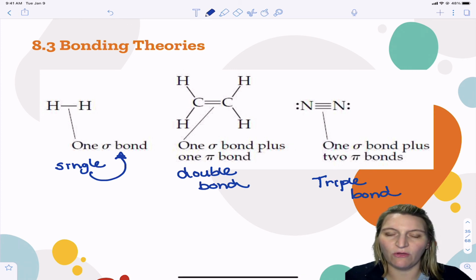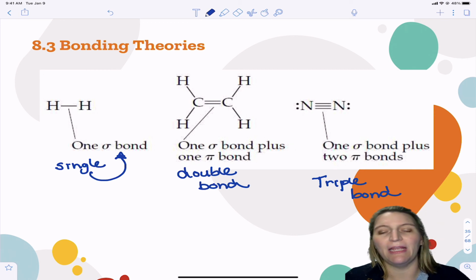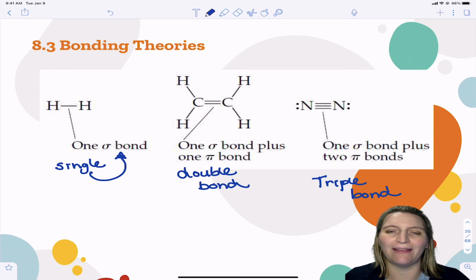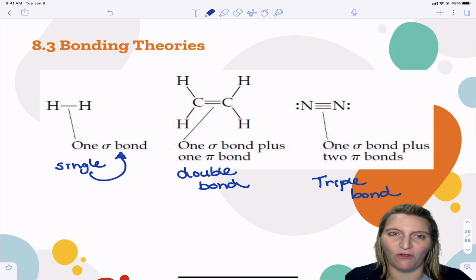So in any molecule that you look at now, you should be able to identify how many sigma and how many pi bonds there are. Resonance would count as a pi bond, because it is more than just a single bond. The way that those electrons sort of are dispersed throughout the molecule would be through these pi bonds.